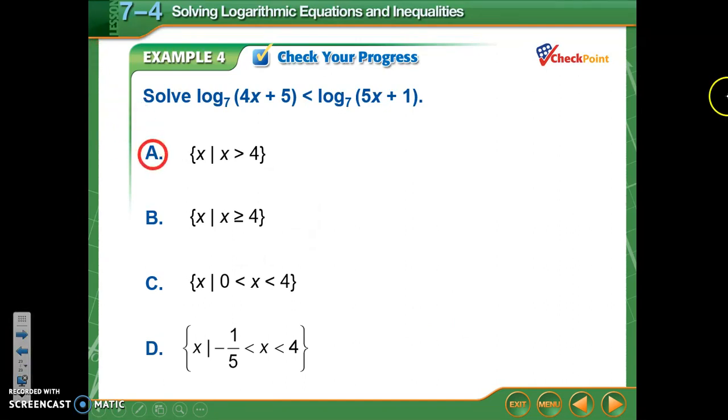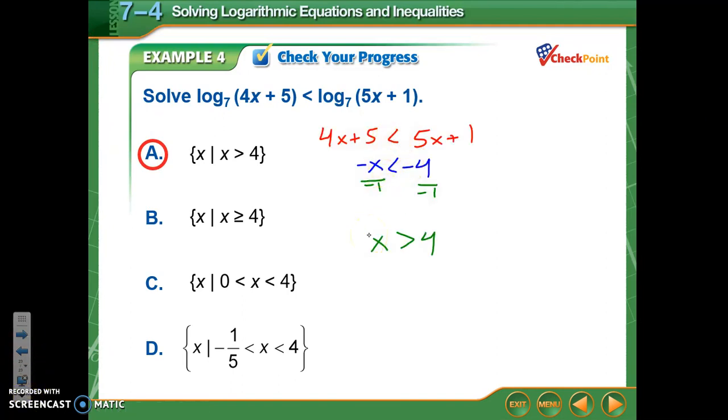All right, your solution here is A. X has to be greater than 4. And here's the work for that. If I subtract 5x from both sides, I get negative x. And then I subtract 5 from both sides and get negative 4. When I divide by my negative 1, I have to switch the direction of the inequality. You might have done it the other way and subtracted 1 from both sides and gotten 4 is less than x. But that's the same as x is greater than 4. So either way you decided to start should be fine.